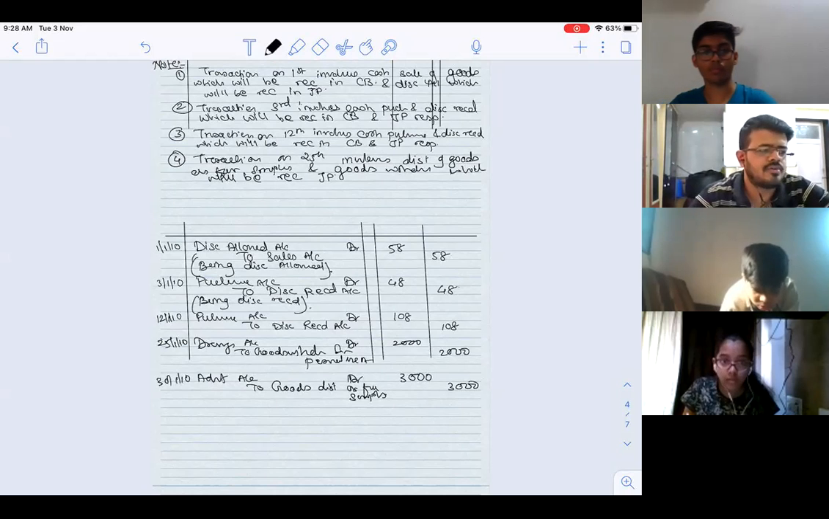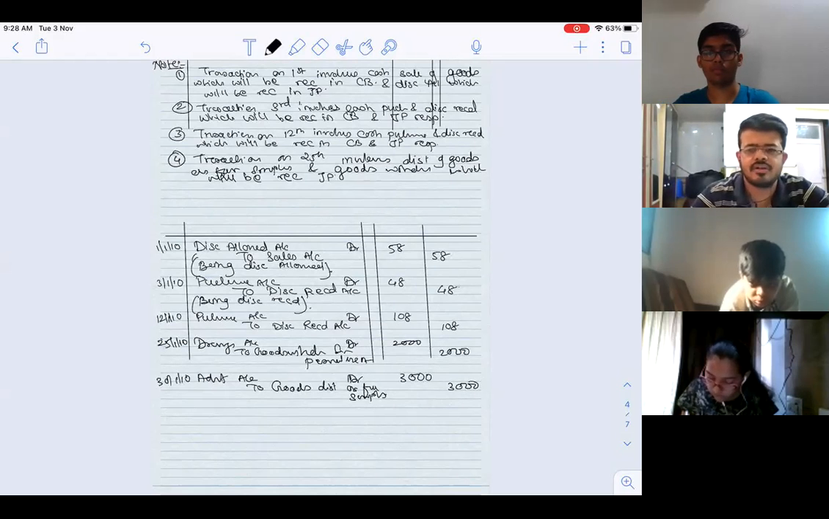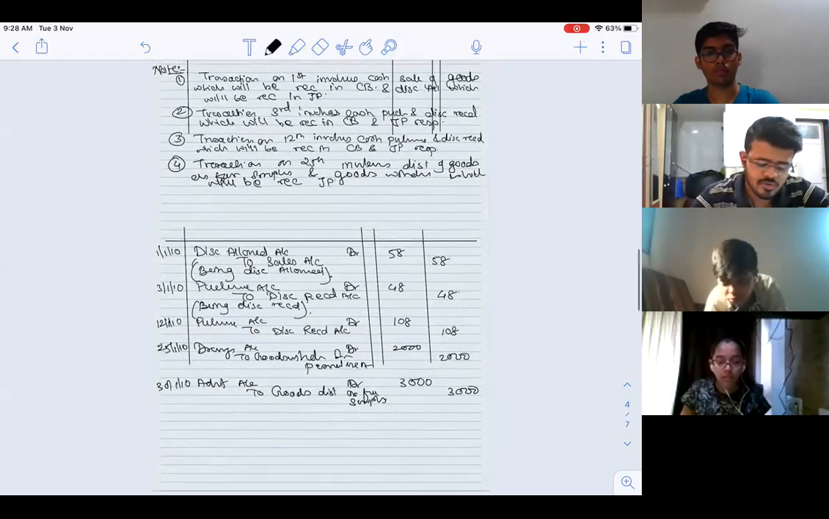And 3 accounts they have asked us. Purchase account, return outward, and Ajay. I think one side only they'll fit. 1/3, 1/3, 1/3. Just draw the 3 ledger accounts. Purchase account, return outward, and Ajay. Draw कर लो फटाफट.